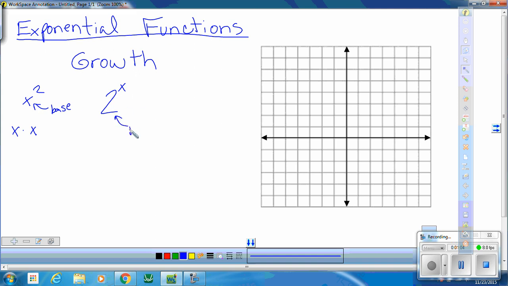So 2 is the base. It is what is being repeated in the multiplication. The problem is we just don't know how often it's being repeated. We don't know what that exponent is. That's the question. How many times am I multiplying 2? And so this is what we mean by an exponential function. The variable is up in the exponent. We do end up with some very interesting graphs and things because of it.